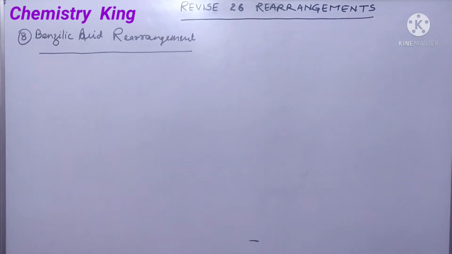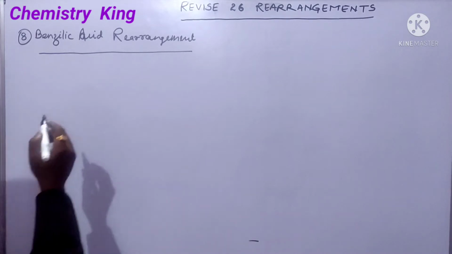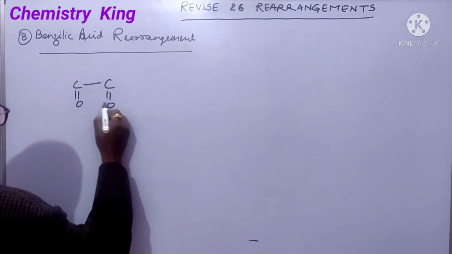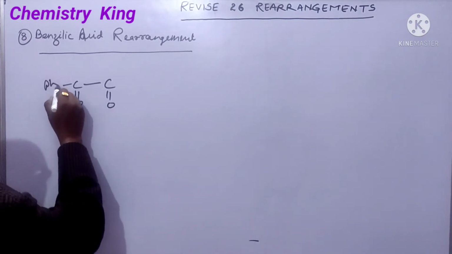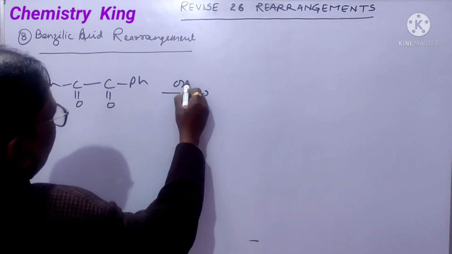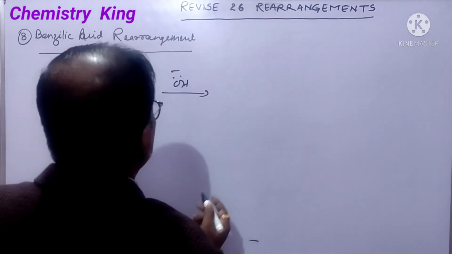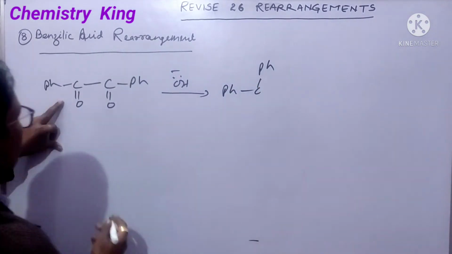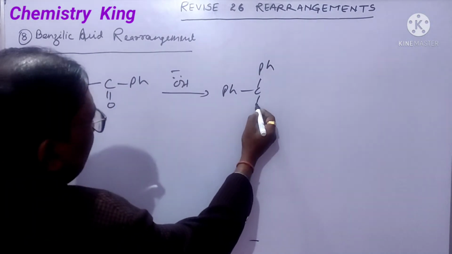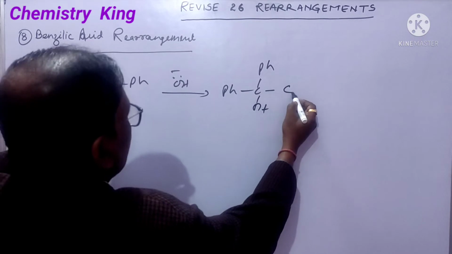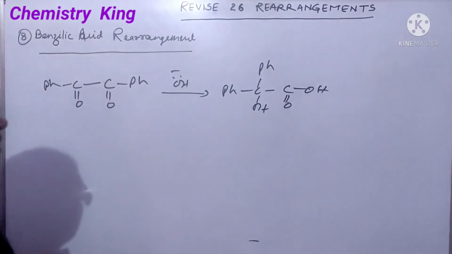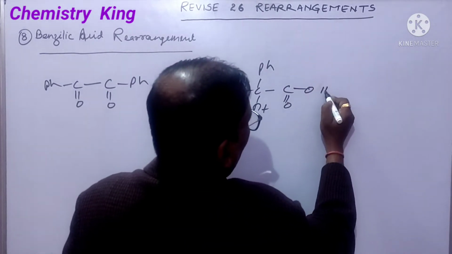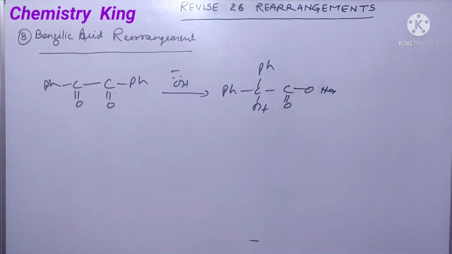Cycloheptanone. When benzil is heated with base, you will get benzilic acid. The Ph will come here, and this Ph will come here. This O is converted into OH, and it is C double bond O and OH. It is benzilic acid, and moreover if you are taking sodium hydroxide, you will get sodium salt of benzilic acid.